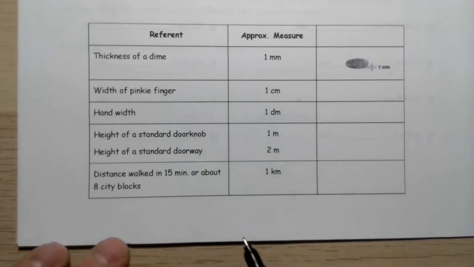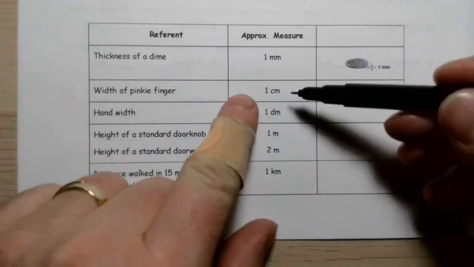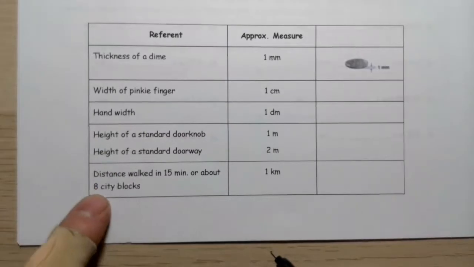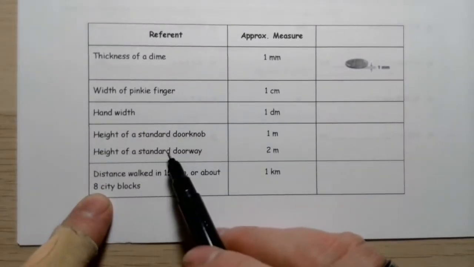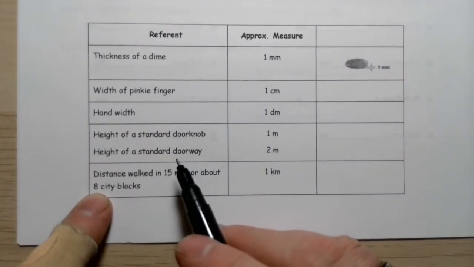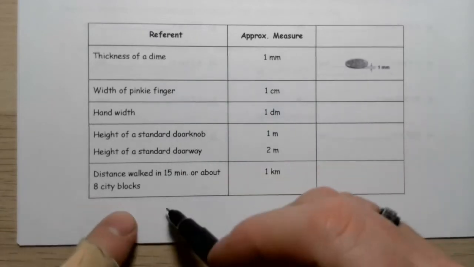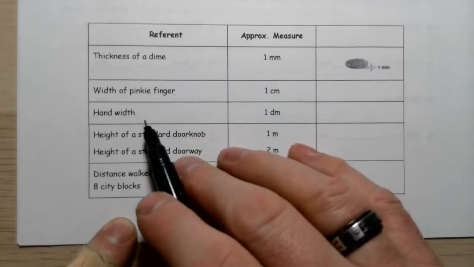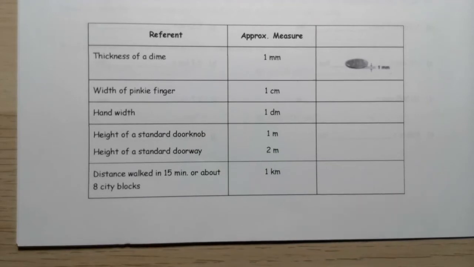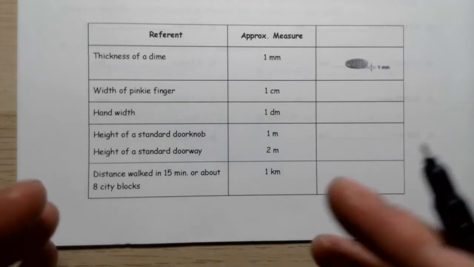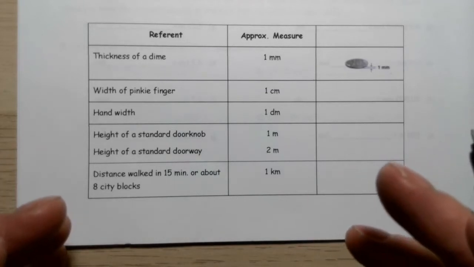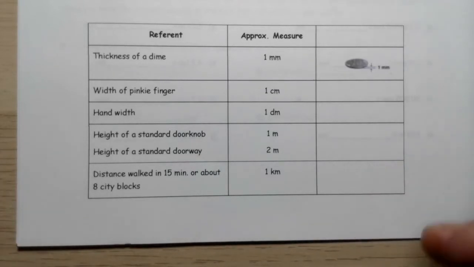Now, these vary based on the person. The height of the standard doorknob really won't change that much. But anyway, it just gives you an idea. For example, the width of the pinky finger and the hand width are going to vary depending on the person giving those measurements. So you can see why a little bit of error gets worked in here, but we're typically using references when we're making estimates, not precise measurements. So that's okay.